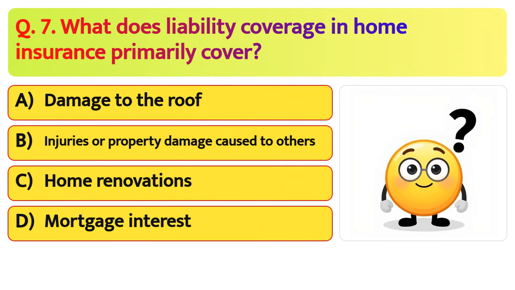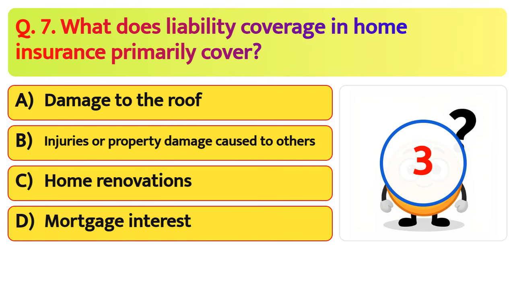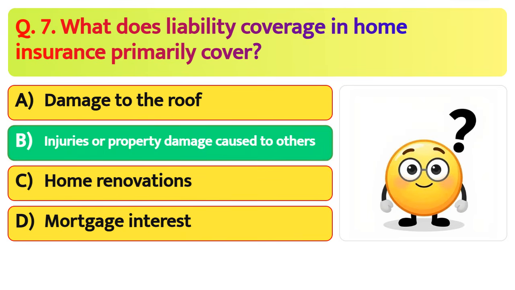Question 7. What does liability coverage in home insurance primarily cover? Option A. Damage to the roof. Option B. Injuries or property damage caused to others. Option C. Home renovations. Option D. Mortgage interest. Correct option is injuries or property damage caused to others.